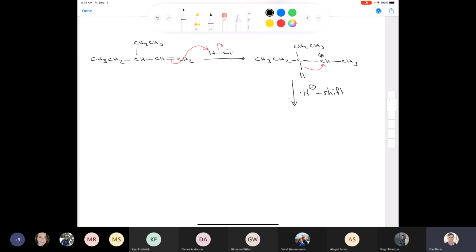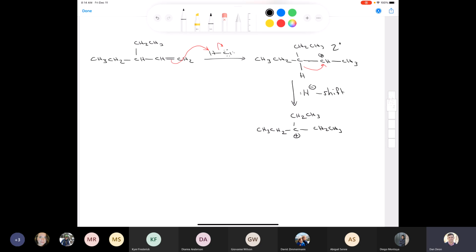Okay? Then we're going to end up with a more stable carbocation, aren't we? We're going to go from a secondary carbocation to a tertiary carbocation. We have this triethyl carbocation. There we go.